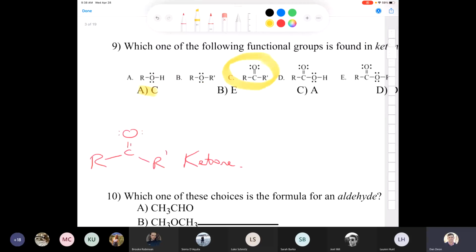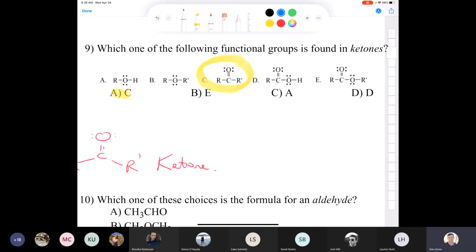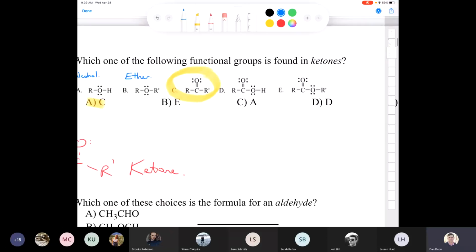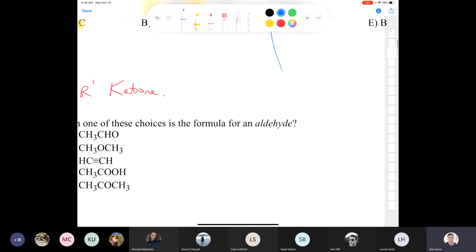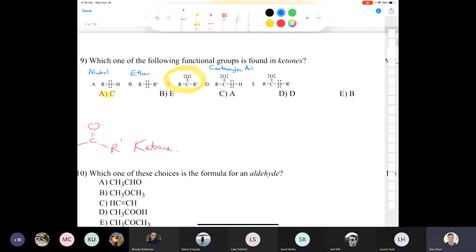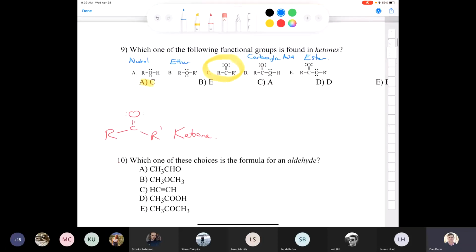If we take a look at the other functional groups that we have in here, A, this is an alcohol, and we have an R group attached to a hydroxyl, or an OH, which I call it sometimes in general chemistry too. The next one is an ether, and we looked at an ether just a few moments ago. The next one, D, this is a carboxylic acid. And the last one is an ester. So you need to be fully cognizant of all these different functional groups, but of course, C is the ketone.